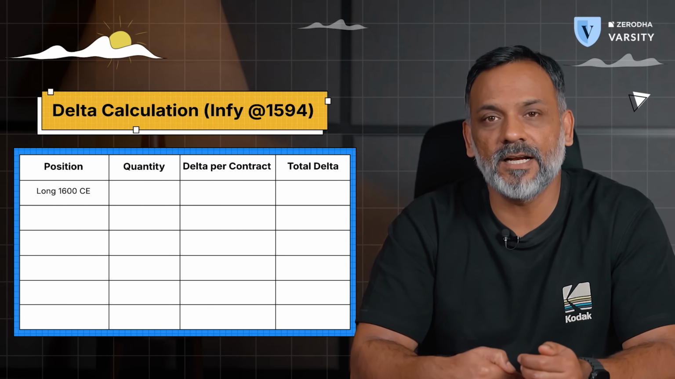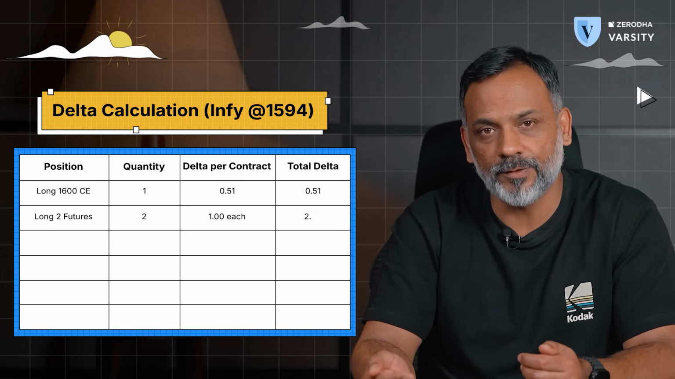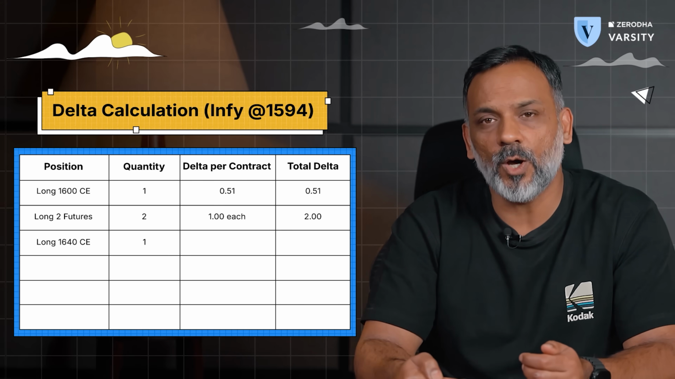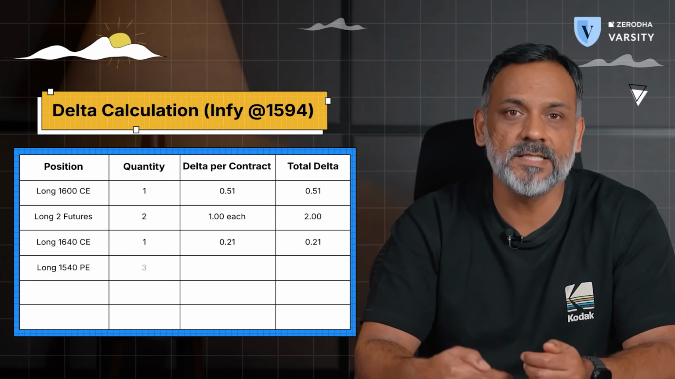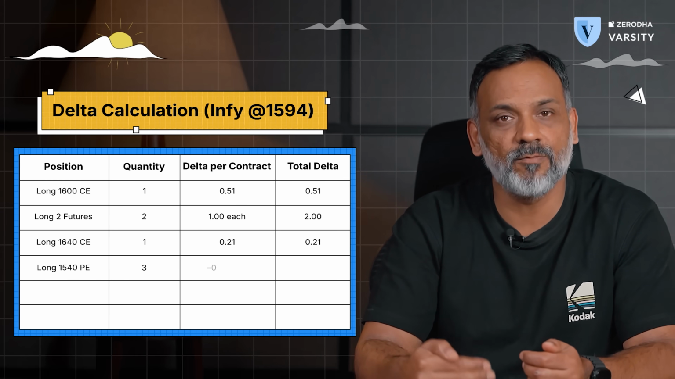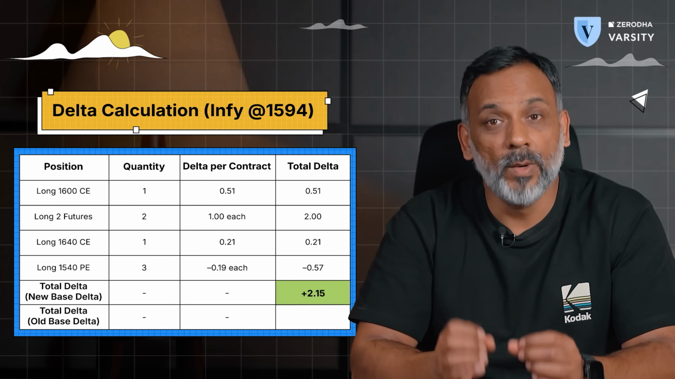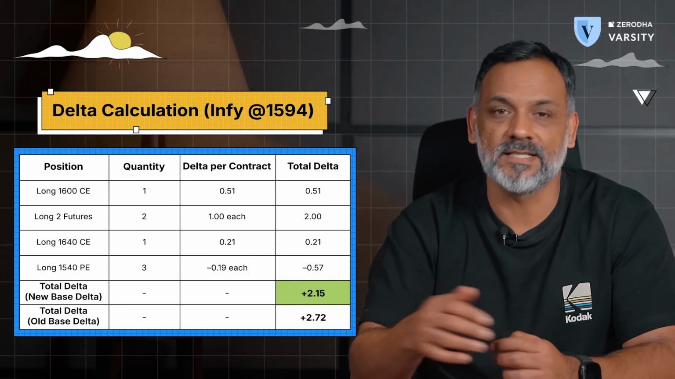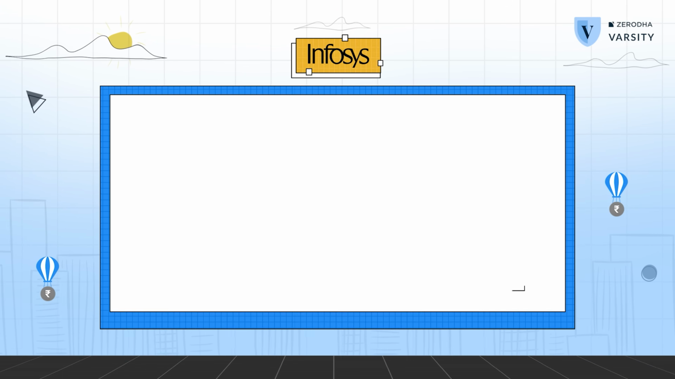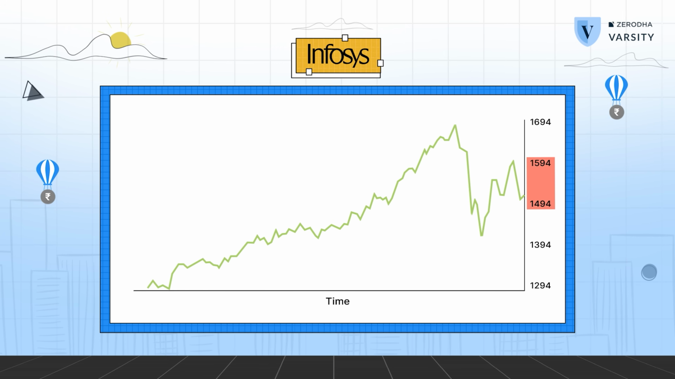We were long 1600 call option delta of 0.51, long 2 lots of futures delta of 2, long 1640 call option delta of 0.21. Remember, we added 3 long put options 1540 delta of -0.19. The new delta we arrived at was 2.15, which is also your new base delta but from the next trading day onwards. But the day I add the new positions, imagine moments later Infosys stock price falls by 100 points, falls from 1594 to 1494.